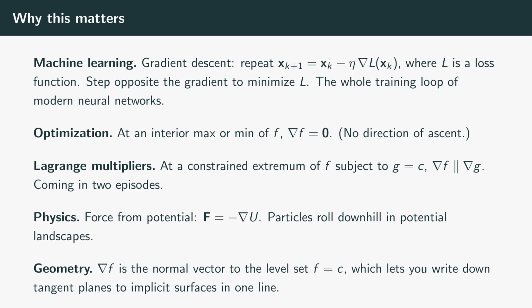The condition at a constrained extremum is that del f is parallel to del g, where g equals c is the constraint, a geometric statement about gradients perpendicular to level sets. In physics, the relationship that force, vector F, equals negative del U between a conservative force and its potential is one of the most useful equations in classical mechanics. Gravity, the electric force, springs, all derive from potentials by taking the negative gradient. And the geometric fact that del F is perpendicular to the level set F equals c gives you, for free, the normal vector to any implicitly defined surface, and therefore the tangent plane to it.